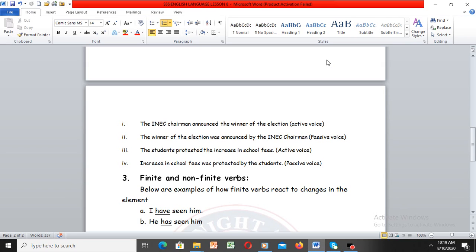Number 3. The students protested the increase in school fee. Active voice. The number 4 example, but not the least: Increase in school fees was protested by the students. Passive voice.